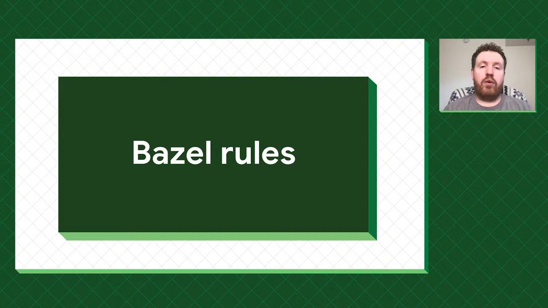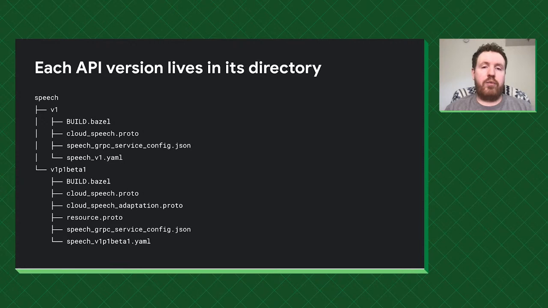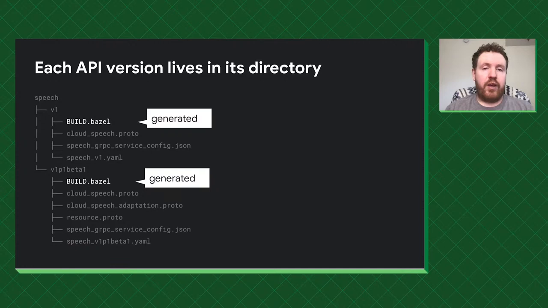Now let's take a look at the actual rules that we use for building all client libraries. Each version of the proto definitions for each API lives in its own directory. So here we have two versions, v1 and v1p1beta1, of the speech-to-text API protos. And each version has its own build file that lists generator targets for each language. But we have a separate tool that can generate these build files for new APIs.